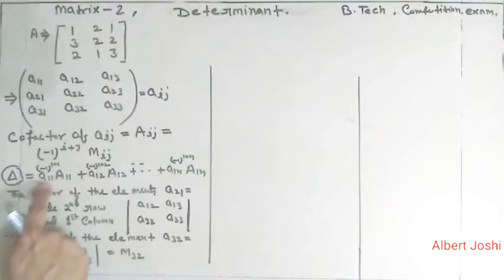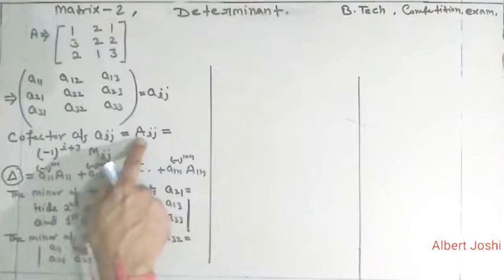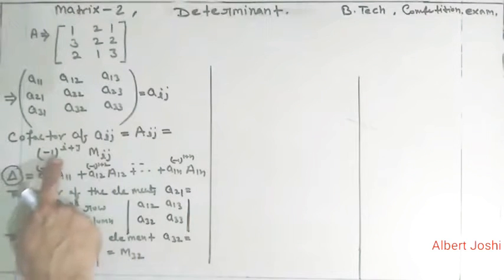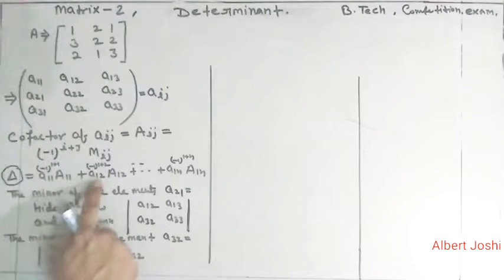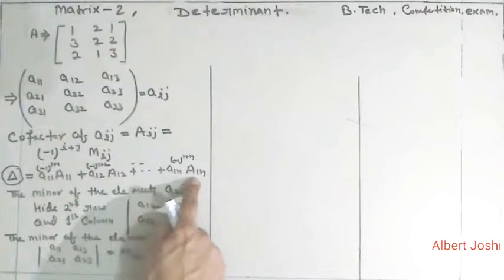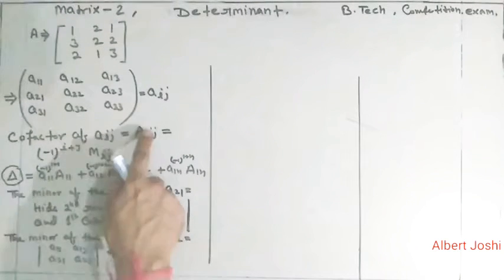So this is the definition of the determinant. Del is equal to a11 into the cofactor A11. A11 means this, this is the minor. I will just explain it. Aij means minus 1 to the power i plus j Mij. So a11 A11, a12 A12, and so on up to an1 An1. So what is the meaning of this? How to find the minor?